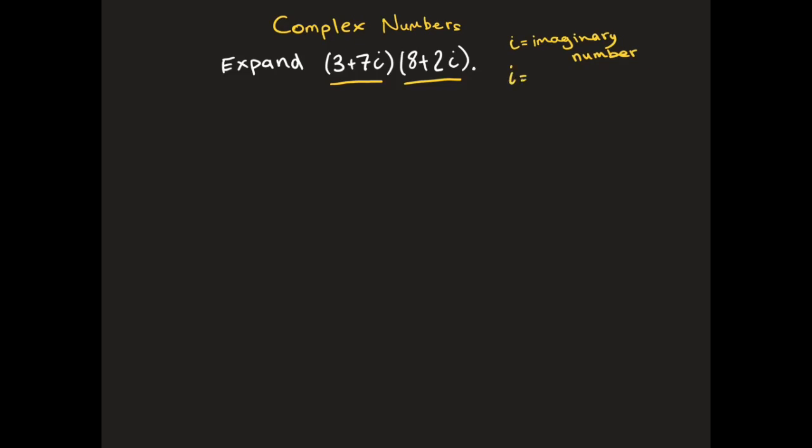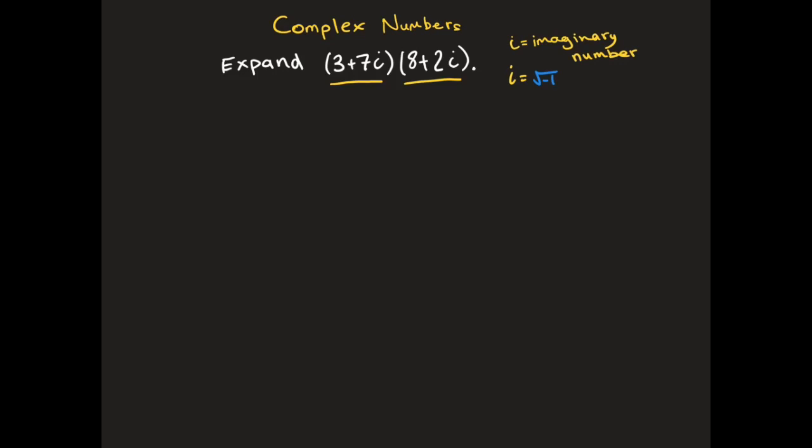i is equal to the square root of negative 1. Now, the square root of negative 1 is obviously not possible. You can't square root a negative, and on top of that, you can't square root 1. So that's an imaginary number.